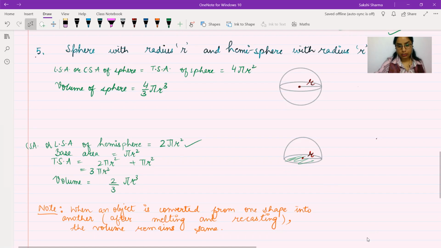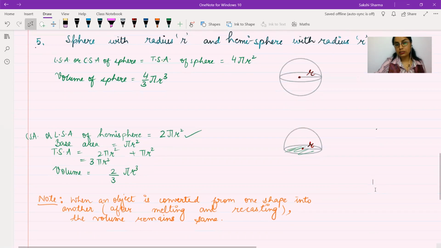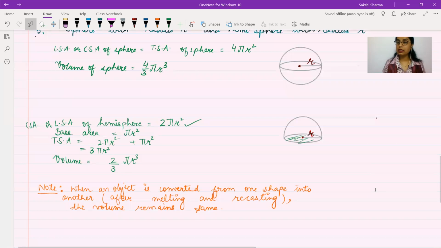And then the most important thing, when any object is converted from one shape to another after melting and recasting it, then the volume remains same. Last year also you had questions where spheres were melted or a cube was melted and converted into a new shape. The concept that we use is that the volume remains same.